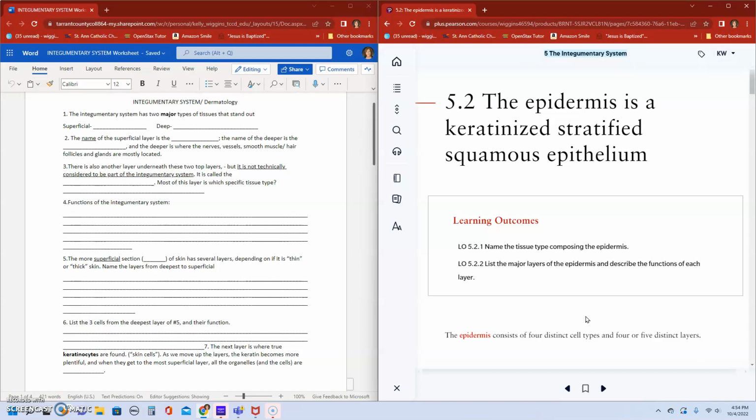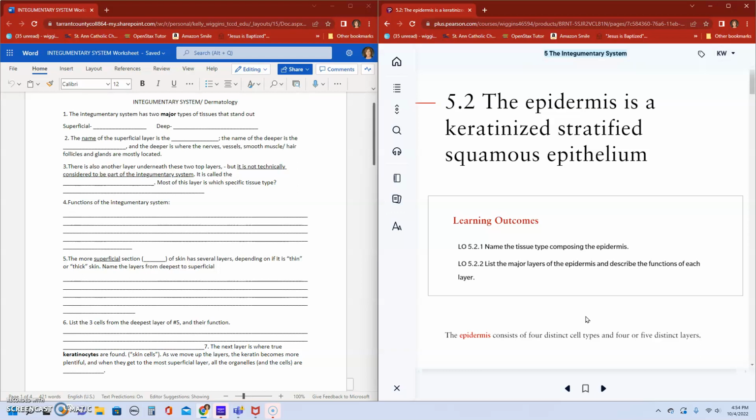It can be a heat regulator, or I should say temperature regulator. If you get too hot, your vessels in your skin, in your dermis, are going to vasodilate. That brings them closer to the surface so you can lose heat through your vessels to the outside air, besides sweating. If you're too cold, those vessels in your dermis are going to vasoconstrict and pull away from the superficial layer so that you lose less heat.